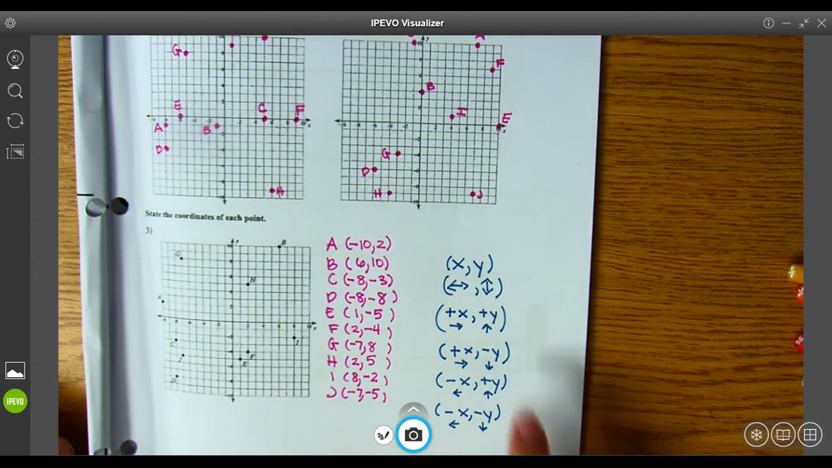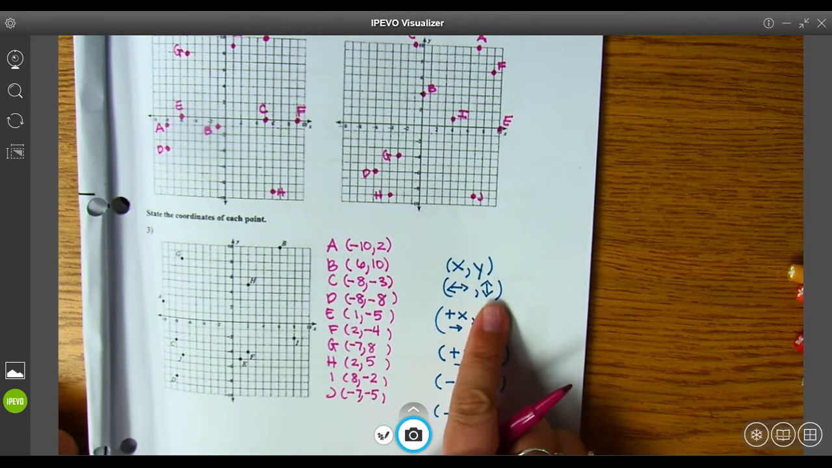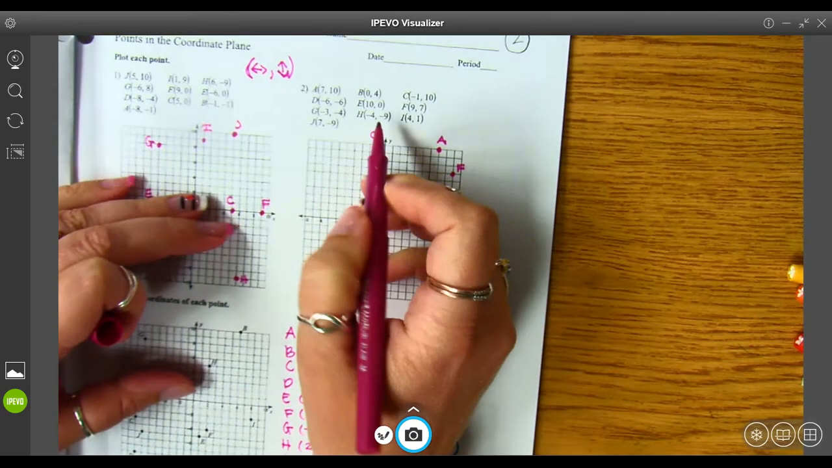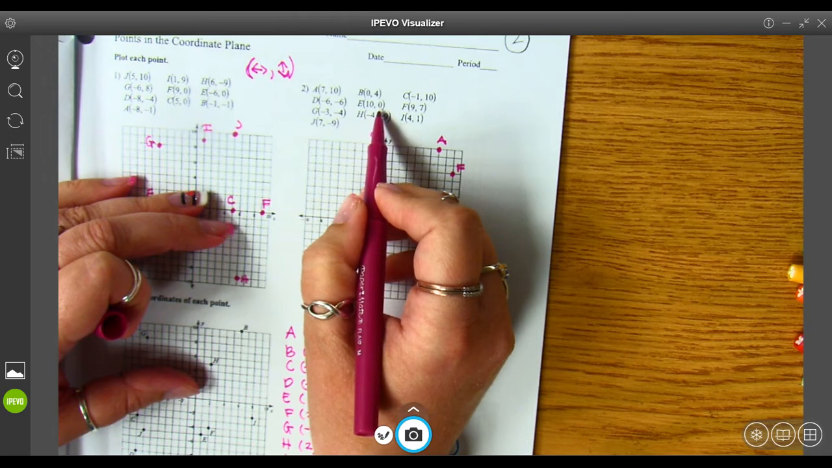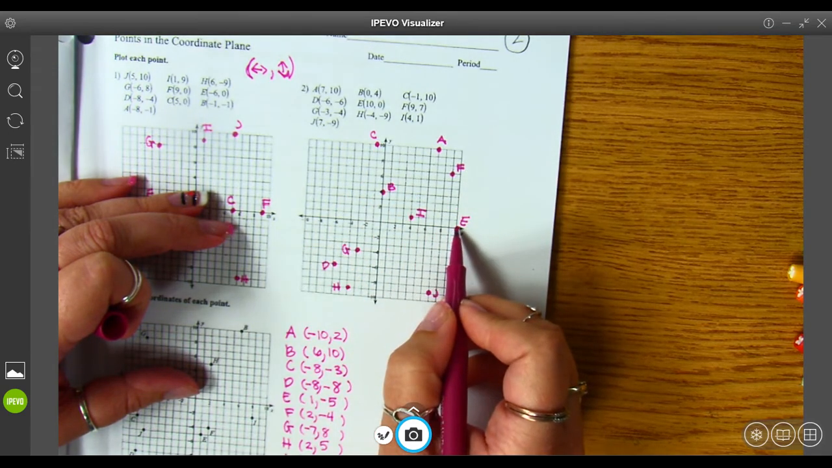Okay, first number always tells you right or left. Second number always tells you up or down. If it's a 0, like look at this one. First I go right 10 and then up nothing. So right 10, up nothing.